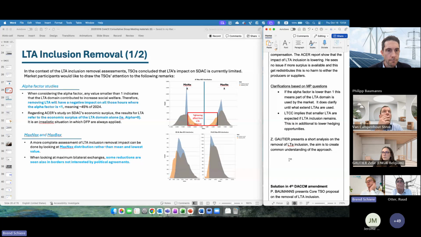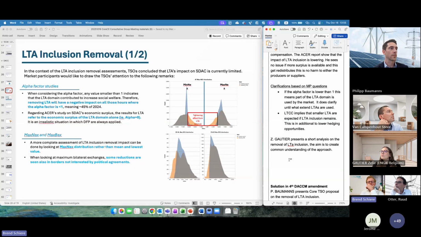Thank you. So yeah, we did this paper to react to the figures that were presented during the last Core CG. Now, a lot of the things that we put here have been already discussed quite extensively, especially the alpha factor.